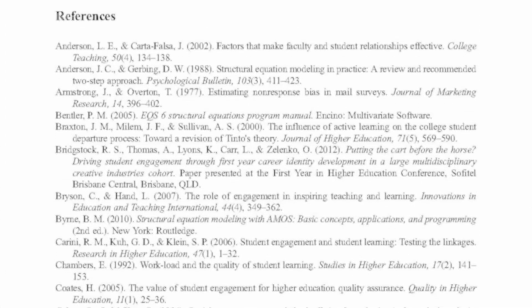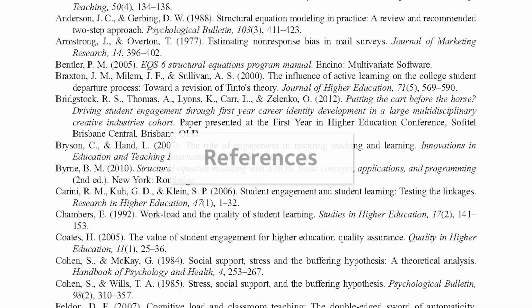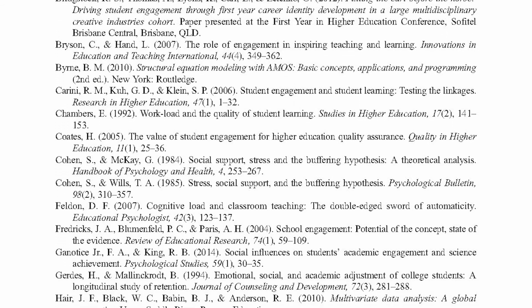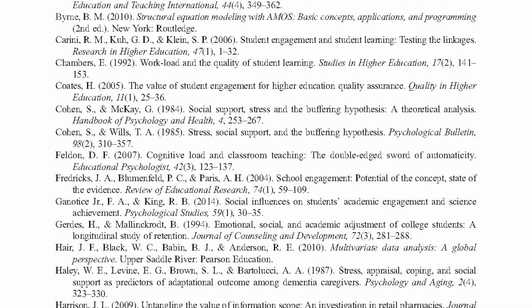At the end of a journal article is where the authors list all of the references that they have cited throughout the paper. Now these are the sources of evidence that they have referred to throughout the article.